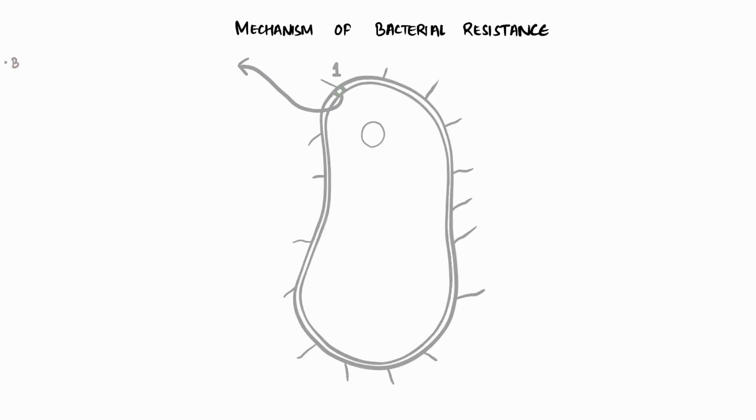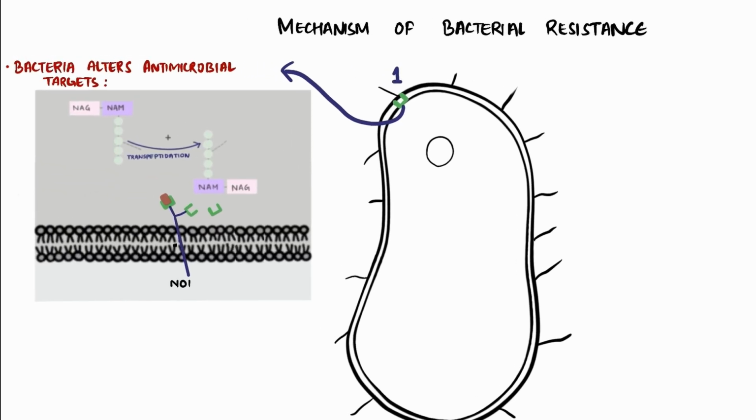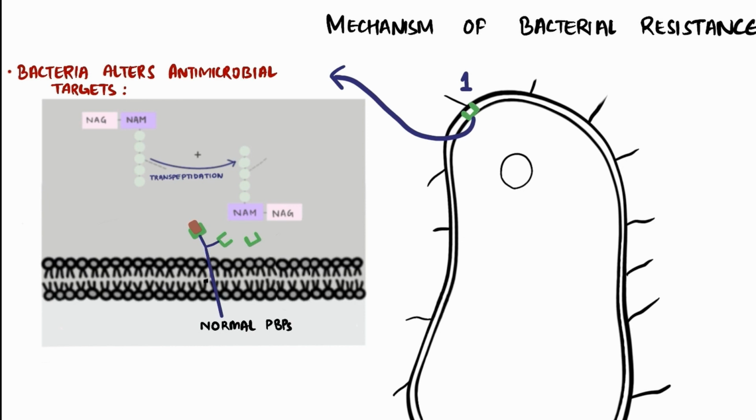Now we come to the mechanism of antibiotic resistance. There are three major mechanisms that mediate bacterial resistance to beta-lactams. The first is that bacteria alter the antimicrobial targets. For example, here these are the normal penicillin binding proteins. So when we give penicillin, it binds to these penicillin binding proteins and inhibits the transpeptidation reaction, and hence inhibits bacterial cell wall synthesis, causing cell death. And this is how penicillins work.